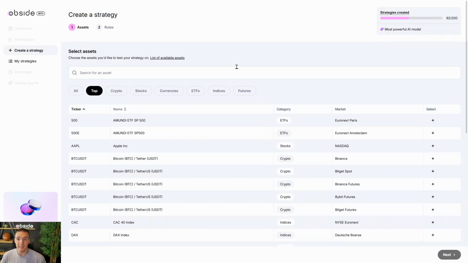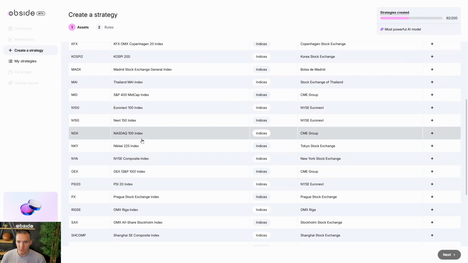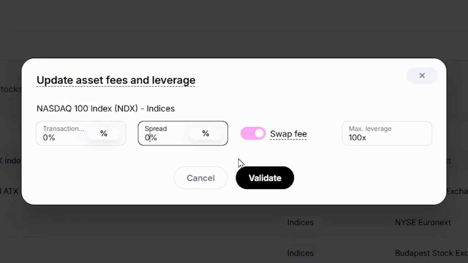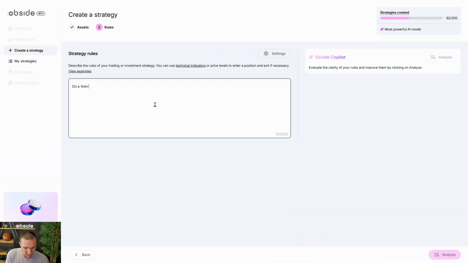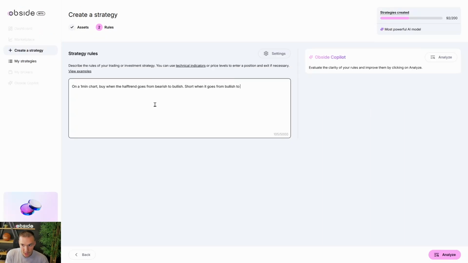So I'm going to backtest it on TradingView using a 1-minute time frame. We'll do it on the Nasdaq 100, which is right here. And as you can see, I'm going to remove any type of fee whatsoever. So the strategy rules will be pretty simple. I'll say on a 1-minute chart, buy when the half trend goes from bearish to bullish. And I'll say short when it goes from bullish to bearish.